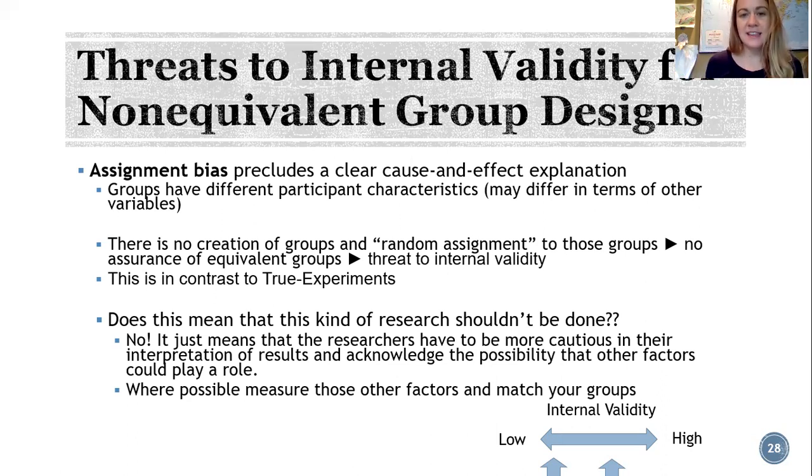Measure how much exercise they get, measure how much free time they have, how much outdoor space they have, and make sure that groups are equivalent on those. And by measuring those other variables and matching our groups on that, we're moving it along the scale between low and high validity.